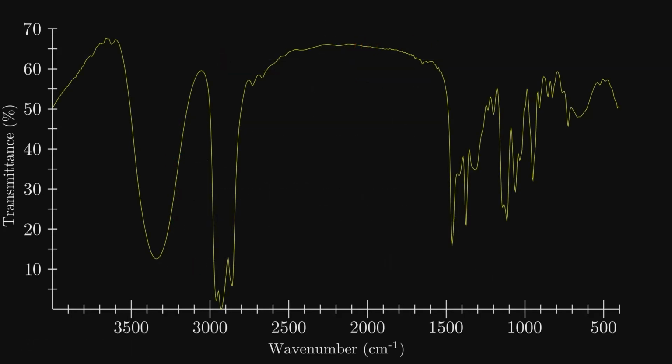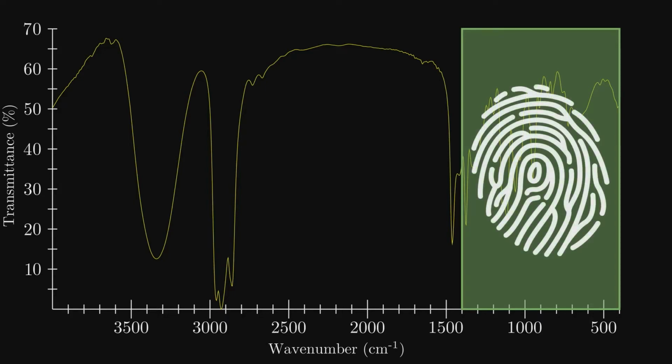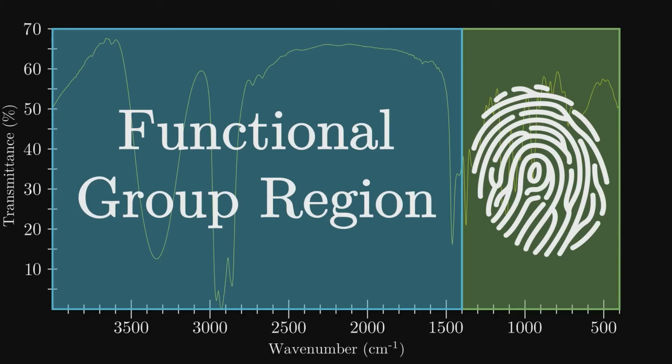When discussing the spectrum, it's often split into two regions. First, we have the area from about 1400 to the right. For two nearly identical molecules, this region will reveal their uniqueness, which is why this is known as the fingerprint region. The left side is the functional group region, and this is where we will focus our attention today.